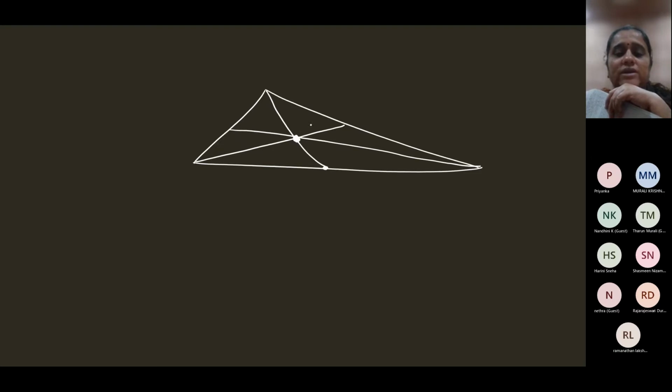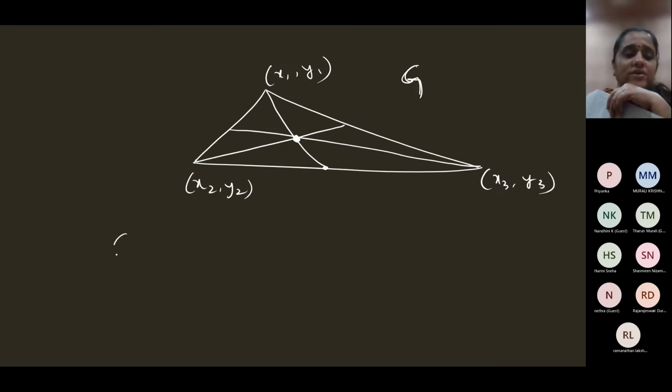Okay, so this is the centroid. It's given by the letter G. In general, the centroid is represented by the letter G. So if the coordinates of the vertices of the triangle are x1, y1, x2, y2, x3, y3, what is the formula to find the centroid?